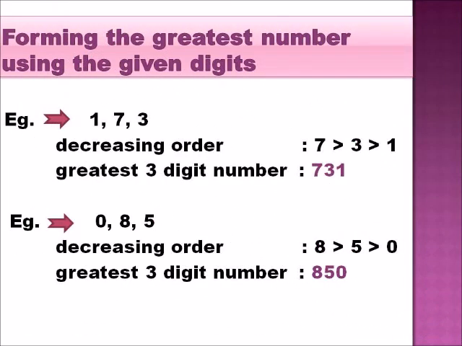Next, in example 2, we have digits like 1, 7 and 3. Now let's arrange them in decreasing order as 7 is greater than 3, 3 is greater than 1. Therefore the greatest 3-digit number will be 731. In the next example 3, we have digits like 0, 8 and 5. Now let's arrange them in decreasing order as 8 is greater than 5, 5 is greater than 0. Therefore the greatest 3-digit number will be 850.